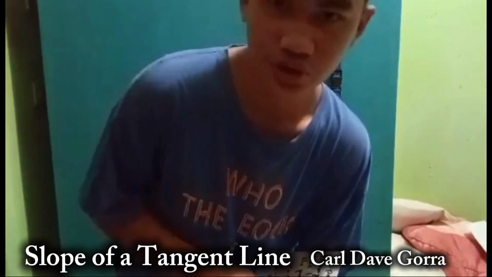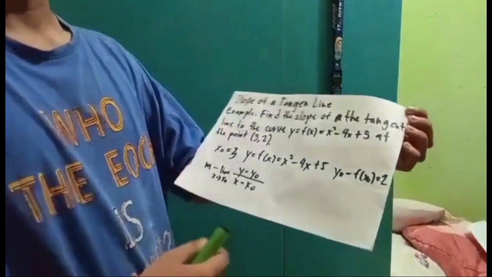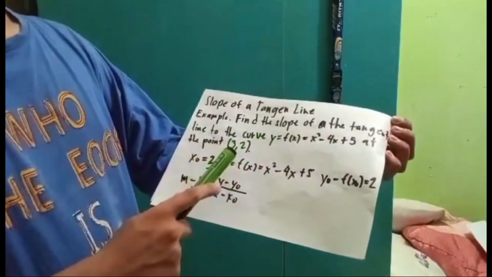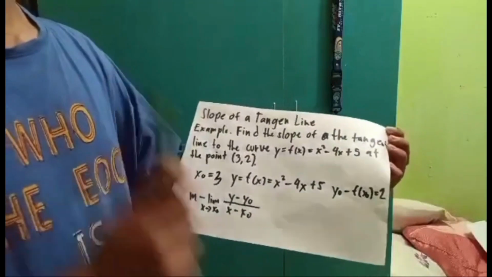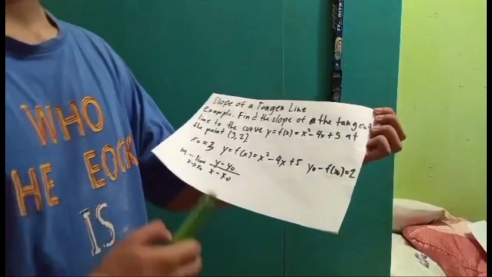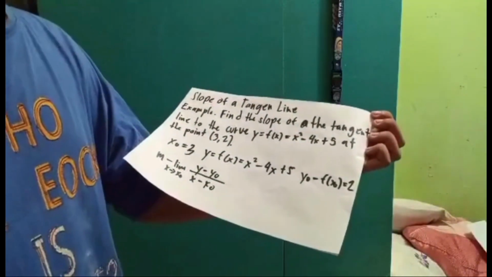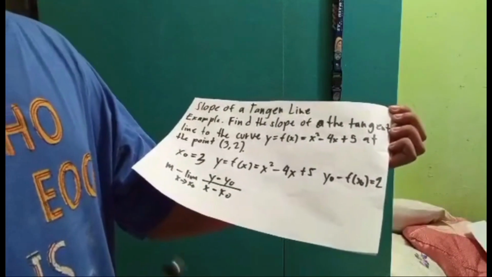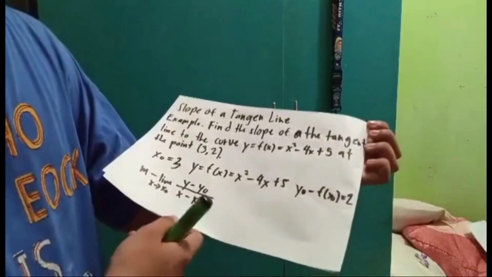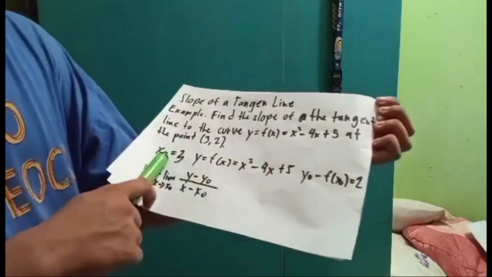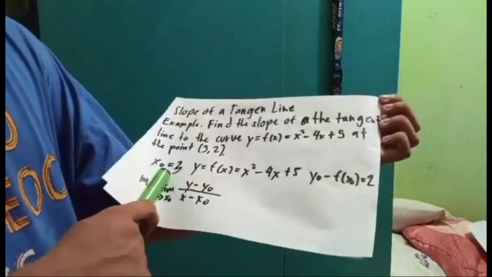Moving on, we're going to find the slope of tangent line. Remember, the slope can be found using these formulas. Okay, let's take a look at this example. We want to find the slope of the tangent line to this curve at the given point. First, let's identify what we know. x naught, or x sub 0, is 3.